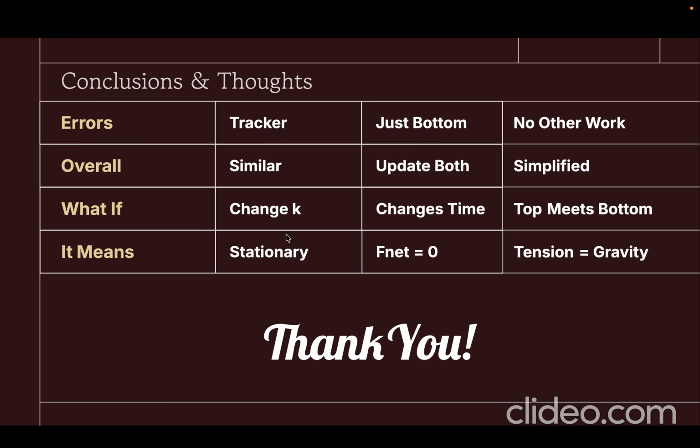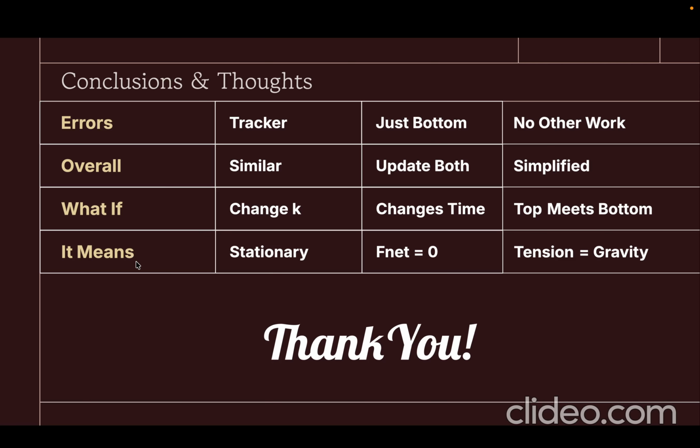Okay, so what if we change the spring constant? I was curious what that would do, and what it would do is change the amount of time. Changing the spring constant would make the spring either more or less stiff. If it becomes more stiff, or more resistant to being stretched out, the time it takes for the top end to reach the bottom end would decrease significantly. If we make the k constant smaller, then it's not as resistant to being stretched out, so it would take more time for the top to meet the bottom.